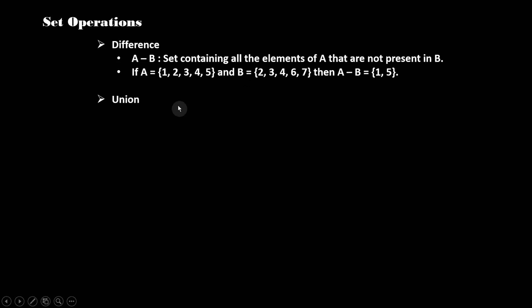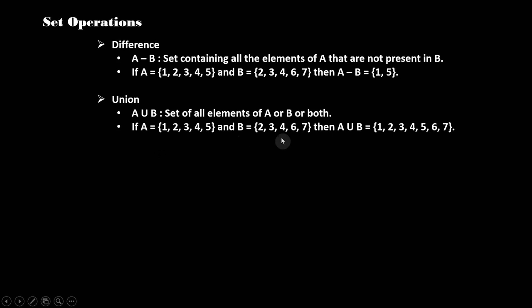Coming to the next one, union operation. A union B can be denoted like this. A union B gives a set of all the elements present in A or in B or in both the sets. If I consider the same examples, then A union B gives us all the elements present in A or B or in both. Then we will get A union B as 1, 2, 3, 4, 5, 6, 7.